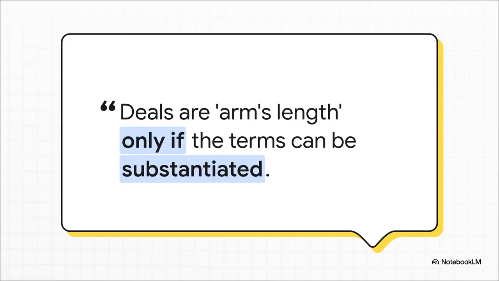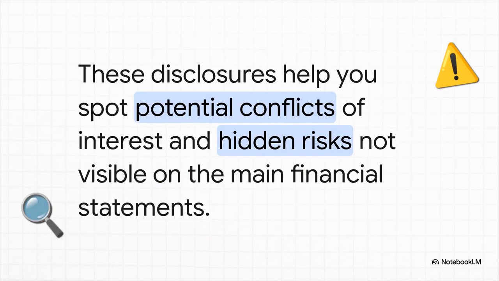Now this quote here is so important. It basically says a company can't just casually claim, oh yeah, all our related party deals were totally fair, just like a normal market transaction. They can only make that statement if they can actually substantiate it, if they can prove it. The burden of proof is on them, which makes it a lot harder to sweep a sweetheart deal under the rug. And that, at the end of the day, is the whole point.